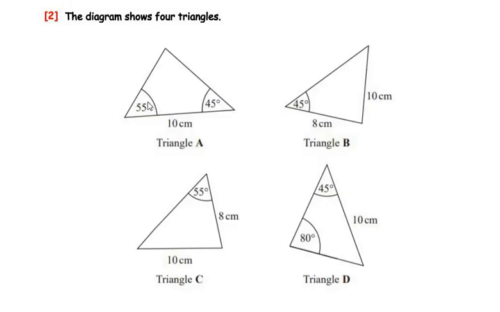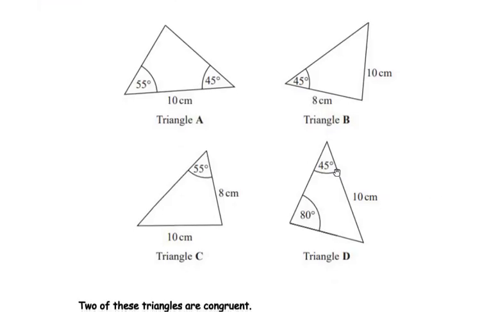Now in triangle A we have an angle that is 55 degrees, then we have the side 10 centimeter and then we have the angle 45. So this is angle, side, angle. Now let us look at triangle D. Now here we have angle 45 as we have it over here. The side is also there, that is 10 centimeter.